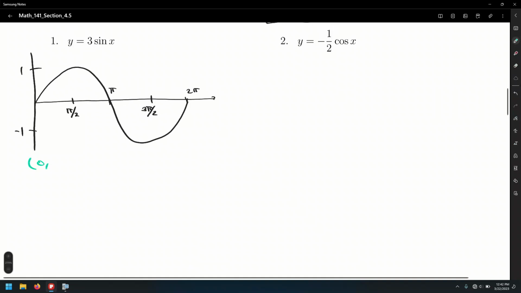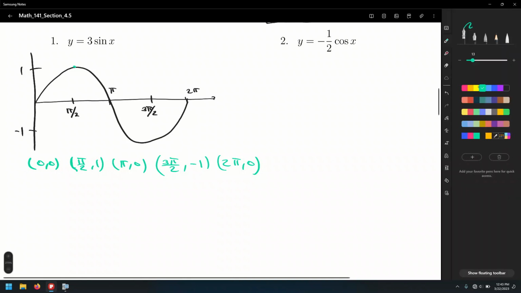So that's the point 0, 0, the first key point. And then the second key point, isn't that pi over 2, comma 1? The third key point, that's pi, 0. The fourth key point, 3 pi over 2, comma, negative 1, and 2 pi, comma, 0. All right? What are we going to do with these 5 ordered pairs? Remember what I did.